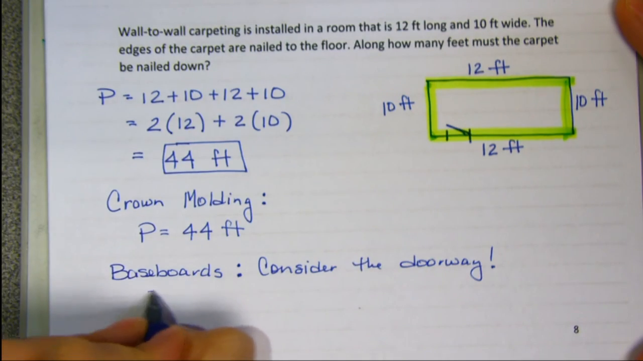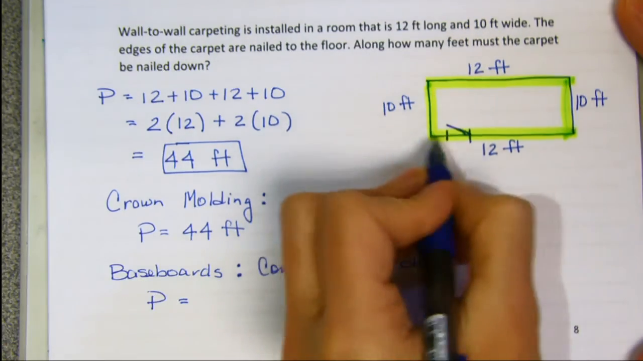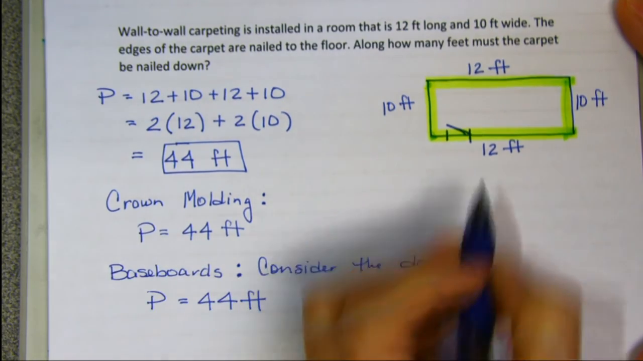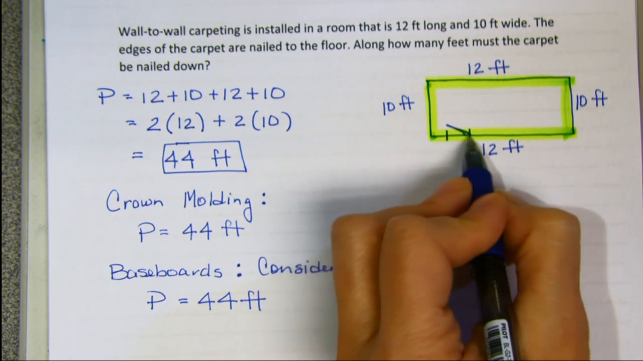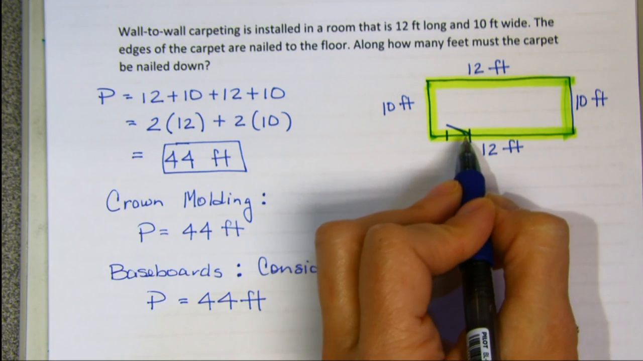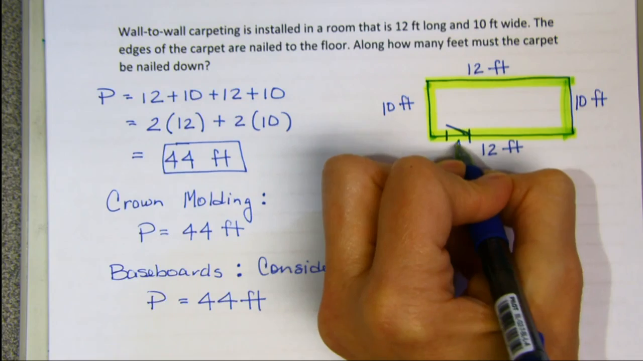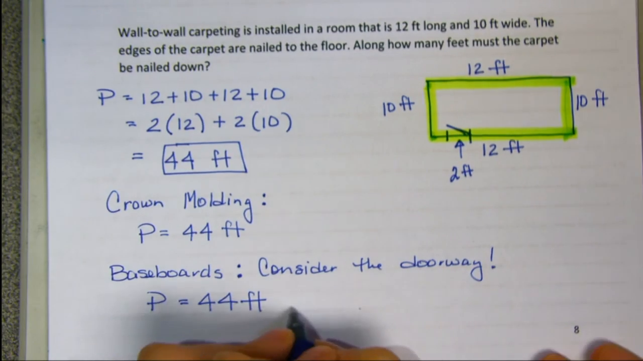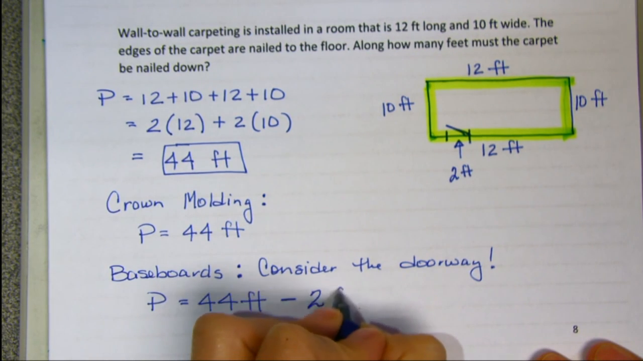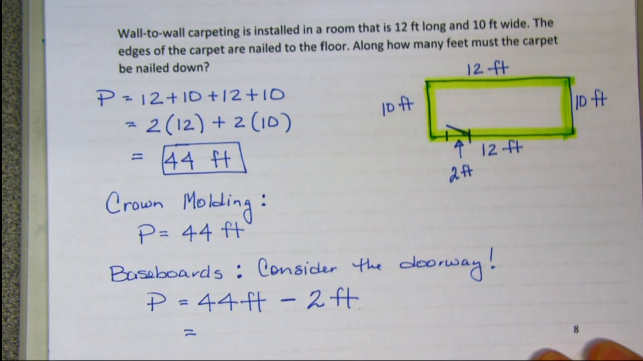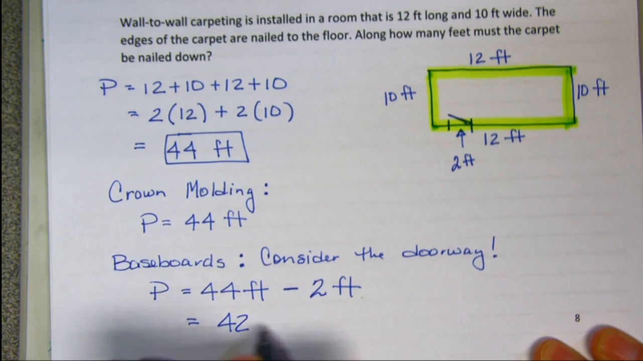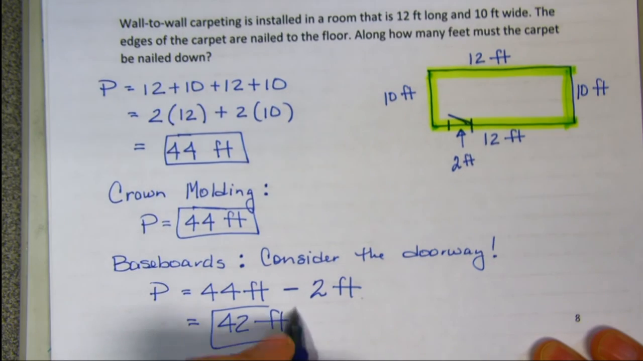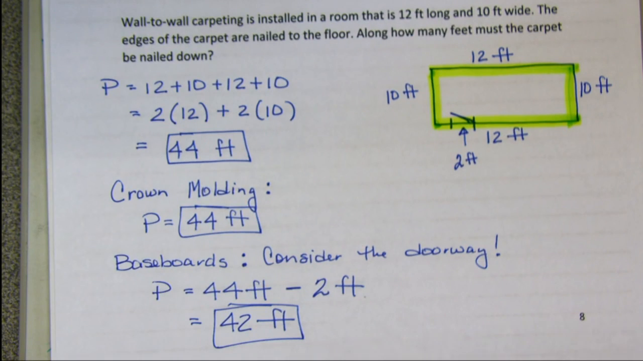So we know the perimeter around all 4 walls is 44 feet, but we do not want to put any baseboard across the doorway. Otherwise, people would trip on it as they walked in. So let's assume that the doorway is 2 feet wide. So we're going to take away the 2 feet of the doorway. So for baseboards, you would only need 42 feet. So crown molding would be 44, baseboards would be 42.